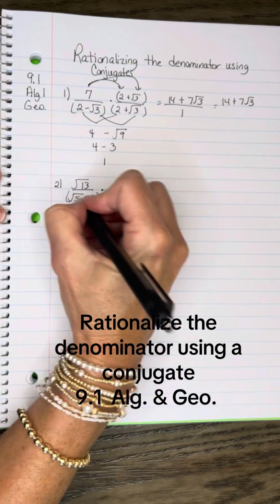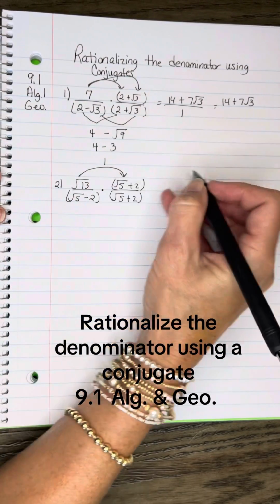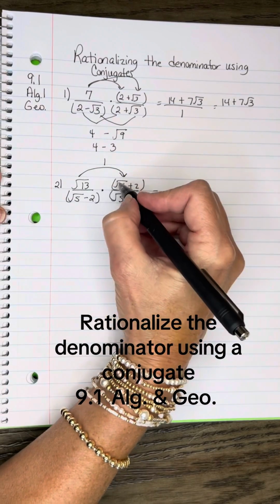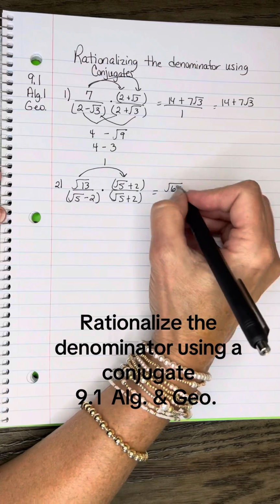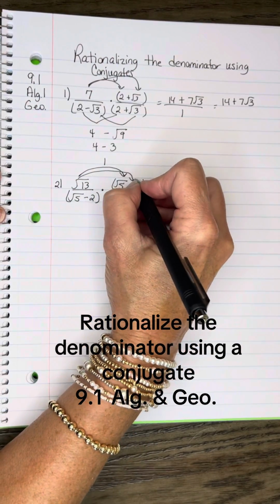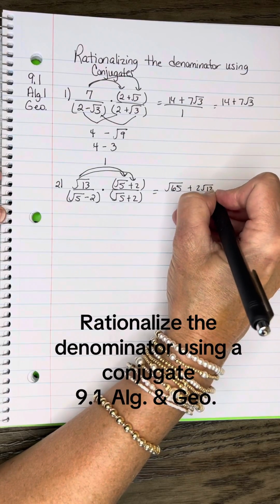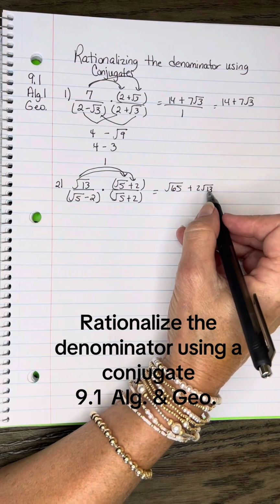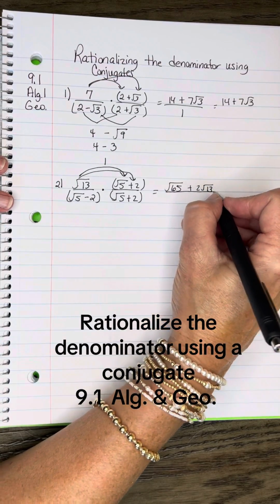Put parentheses around everything, and then start distribution. Okay, 13 times 5 under the radical sign would be 65, root 65. And then 2 times root 13 will be 2 root 13. And there's nothing that goes into 65 and 13 from our perfect square list, so they're done. There's nothing else to do to that problem.